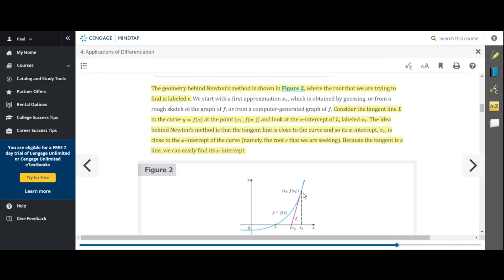So a tangent line to the curve at the coordinate x1, f of x1 is drawn. And you see how that pink tangent line goes down and intersects the x-axis at x equals 2. So starting at x1, your initial value, you draw the tangent line to the curve at x1, and then the tangent line intercepts the x-axis at x2. Is x2 closer to the root r?